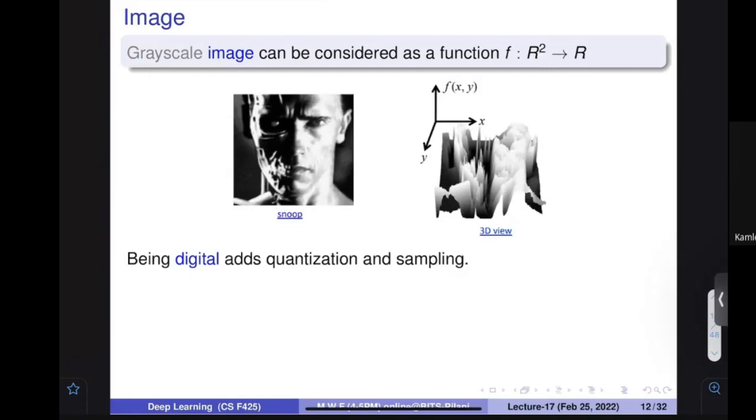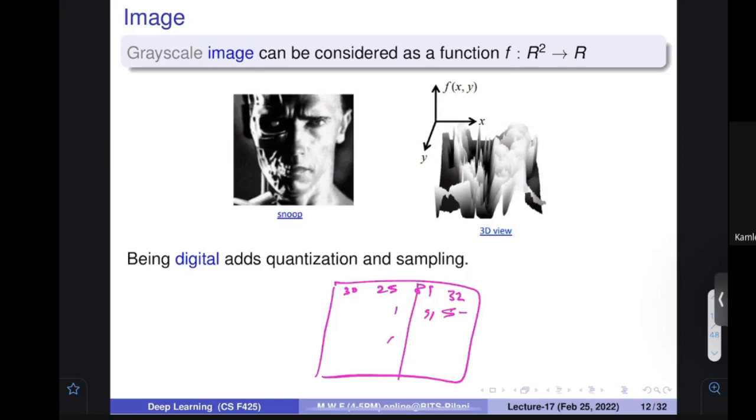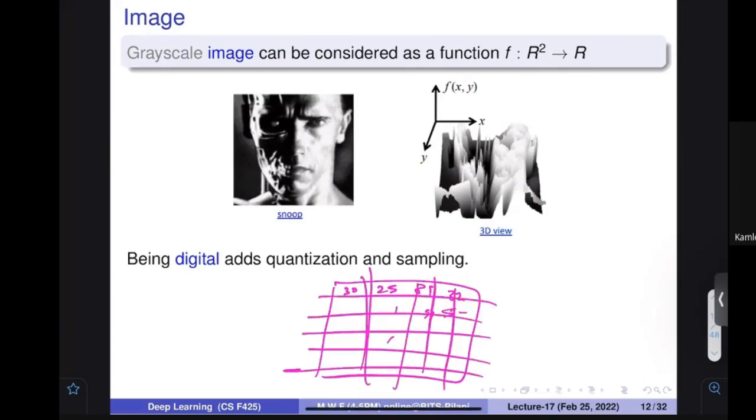Why? Because whenever there is an image, computers see numbers. For example, 30, 25, 18, 81, 32, 55, 91. So different kinds of numbers are there. Computer is only seeing these numbers. By seeing these numbers, even you cannot tell what is over there.